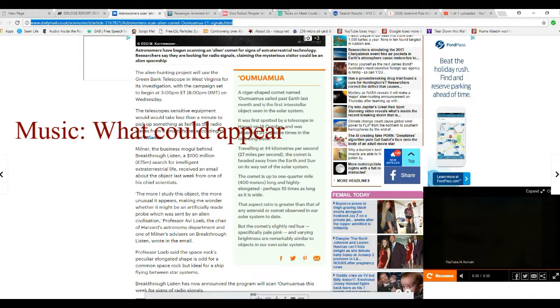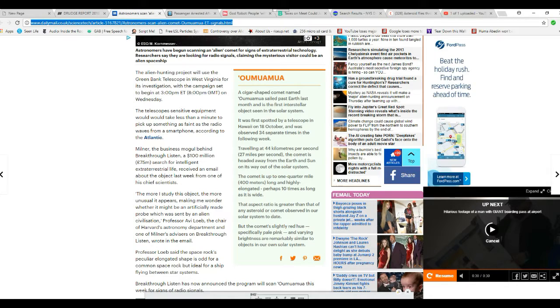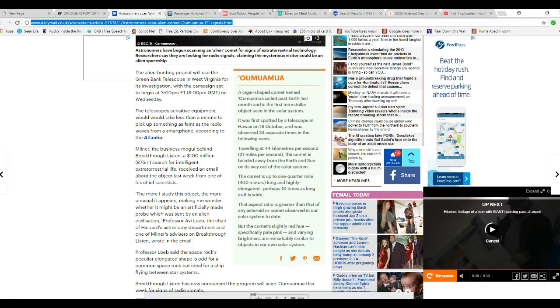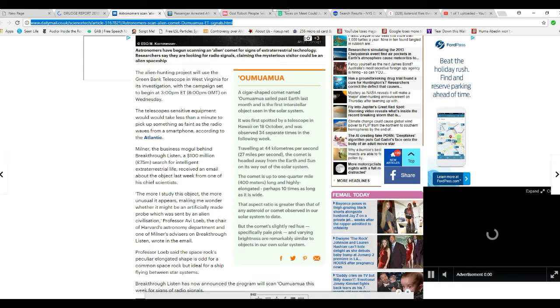The Alien Hunting Project will use a Green Bank telescope in West Virginia for its investigation, with a campaign set to begin at 3 p.m. on Wednesday. Telescope-sensitive equipment will take less than a minute to pick up something as faint as radio waves from a smartphone, according to The Atlantic. Milner, the business mogul behind Breakthrough Listen, $100 million search for ET life, received an email about the object last week from one of his chief scientists.